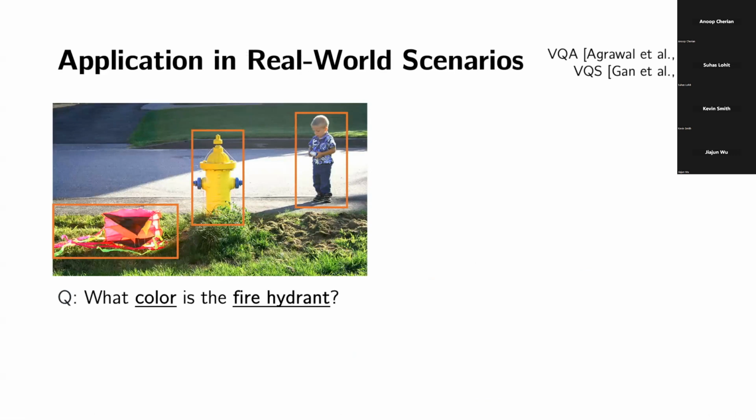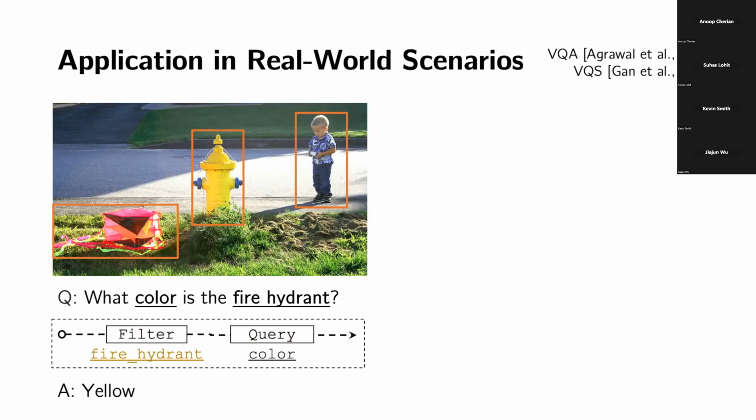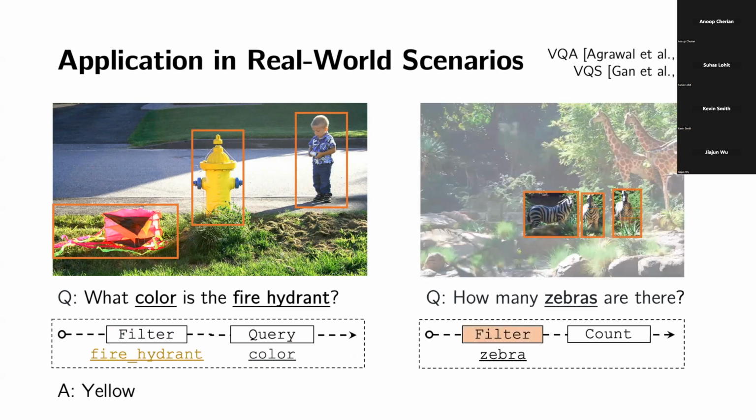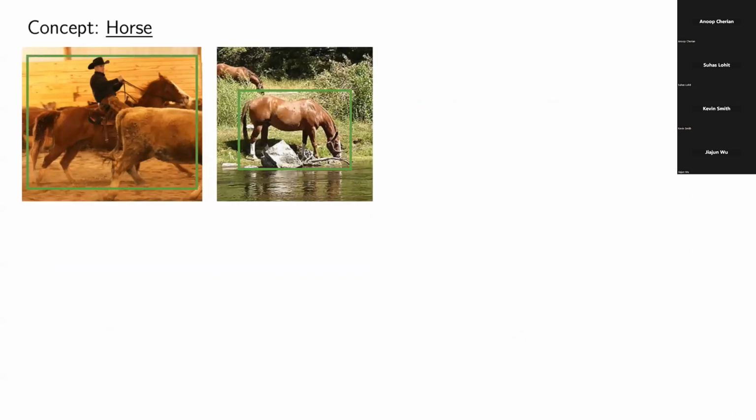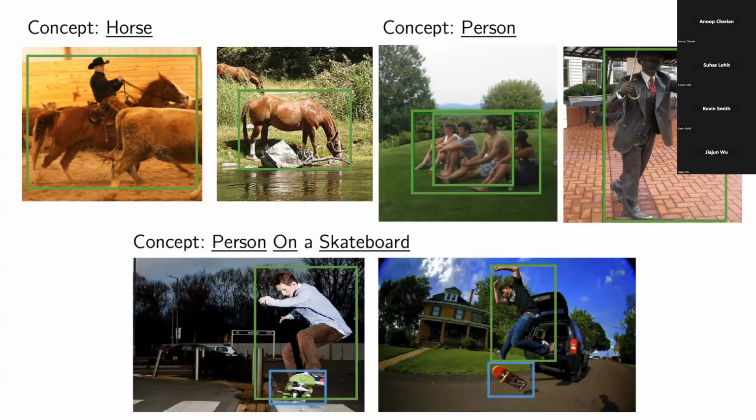Because you no longer assume you have a library of concepts or annotations on concepts. So you can really execute on the image I showed at the very beginning and ask, what's the color of a fire hydrant? You will find the object that is a fire hydrant and give the answer, which is yellow. Or you can find objects that are zebras. You can also do concept retrieval, like finding other horses, finding other people. Or again, this is compositional, so you can ask, what are other examples of persons on the table?